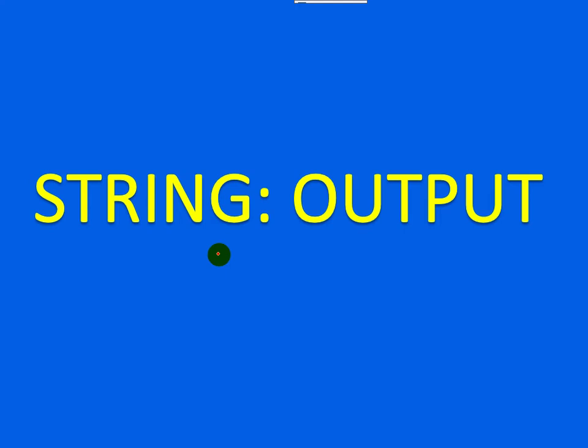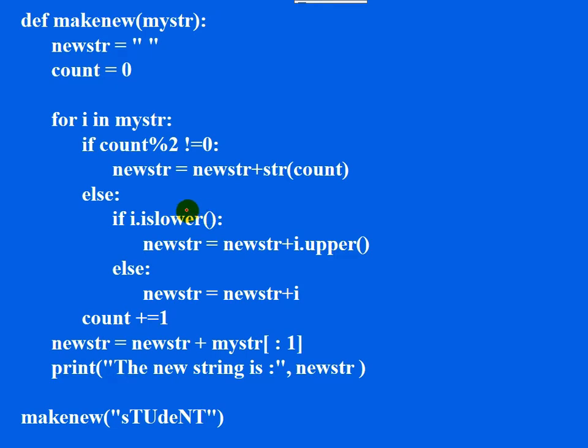An output type of question based on string. You are provided with a program. You need to write the output of the program theoretically without the help of a computer. When you run the program, execution of a Python program starts and ends at the main function.